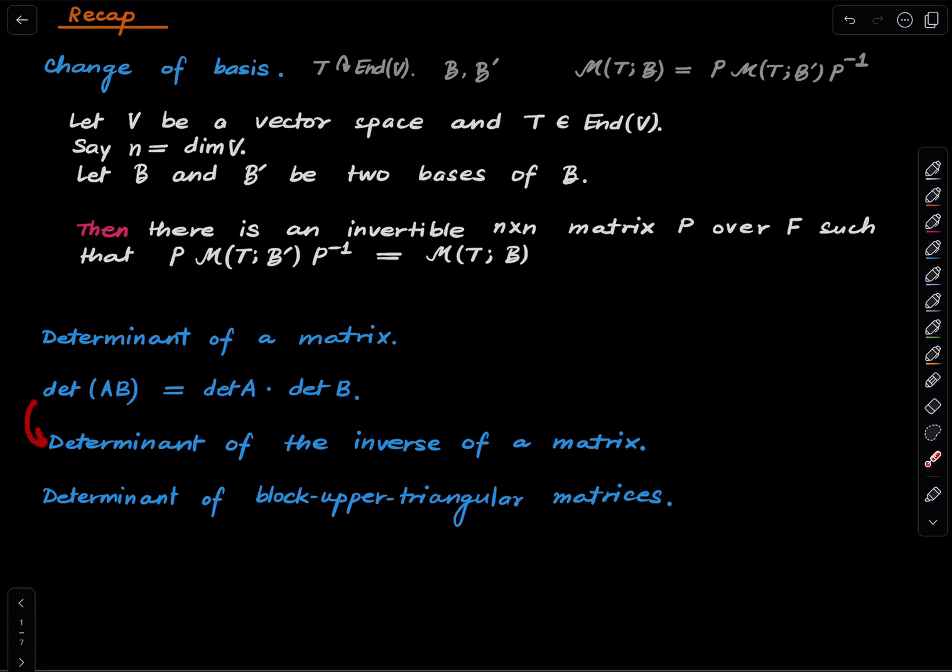As a consequence of this, we saw that the determinant of the inverse of a matrix is the inverse of the determinant. So suppose we have an invertible matrix A, then the determinant of the inverse of A is the inverse of the determinant of A. This immediately follows from this formula. And we also saw that the determinant of a block upper triangular matrix can be calculated in a certain way. In the lecture, I called it a block diagonal matrix, but the correct terminology was block upper triangular matrix. I added a correction to it after uploading the lecture. So we will also use this at one point. And now let us proceed.